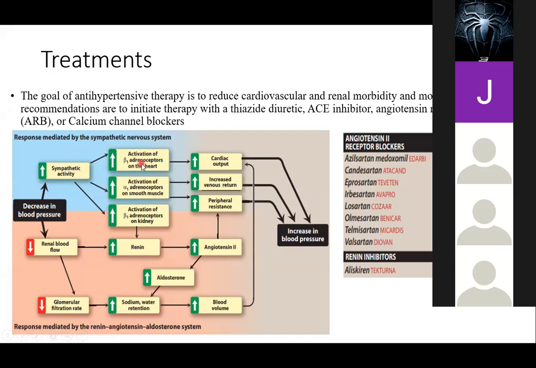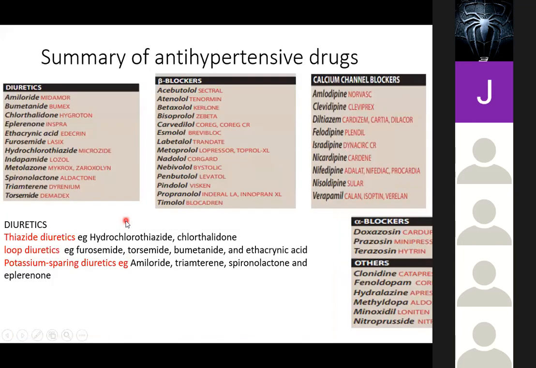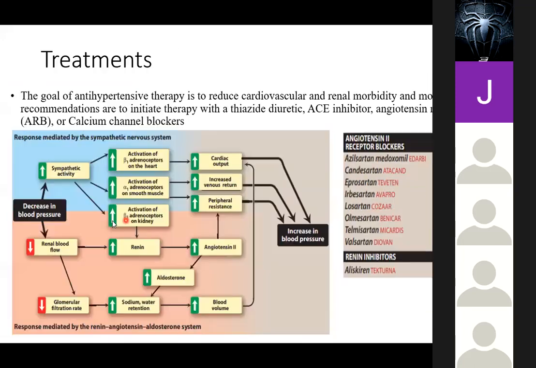Now, aside from the heart and smooth muscle, on the kidney, something is triggered. So we have beta 1 adrenoceptors on the kidney, and that one is also triggered by norepinephrine. Norepinephrine is the medium of communication. So as soon as norepinephrine binds to beta 1 adrenoceptors on the kidney, what does it do?